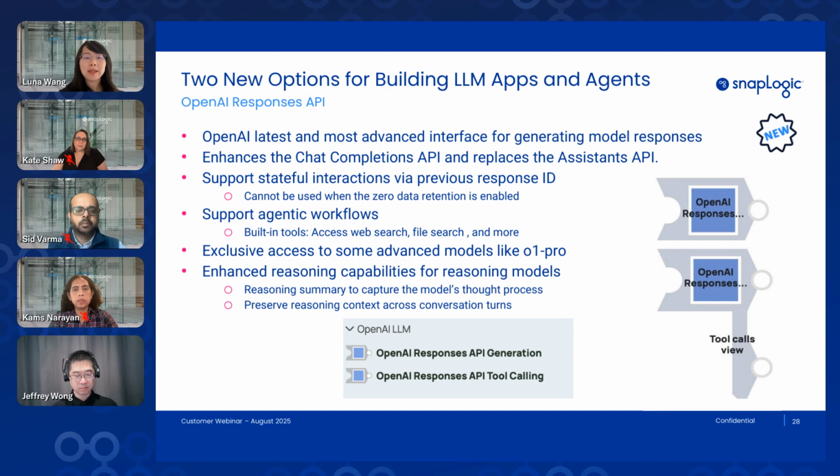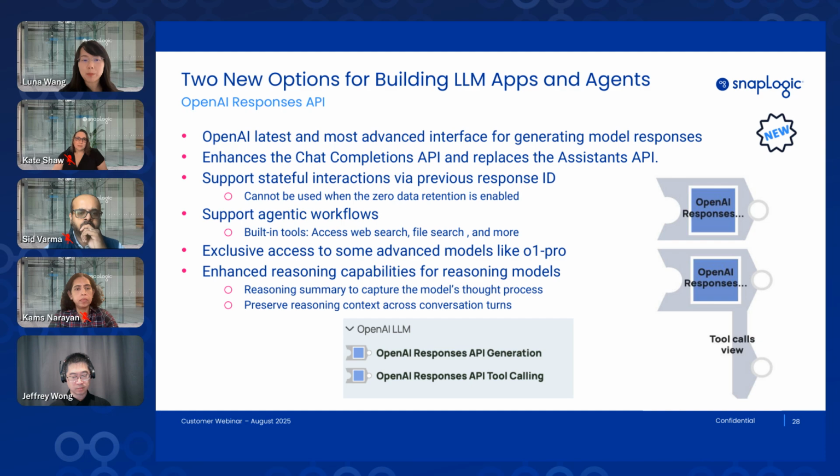First is the OpenAI Responses API. This is the latest and most advanced interface of OpenAI for generating model responses. You can think of it as an upgrade to the chat completion API and a replacement for the Assistant API. The Assistant API will be deprecated in the first half of 2026.